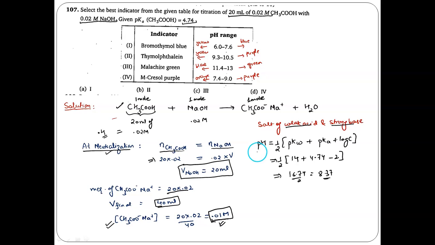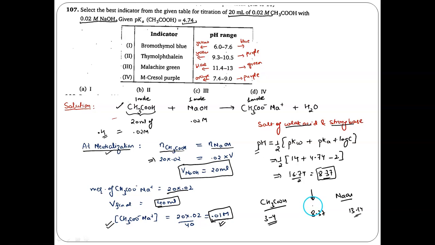Now when we say sodium acetate, it's a salt of a weak acid and a strong base. So the formula for pH over here will be 1/2 (pKw + pKa + log C). Putting in the values, we get 8.37. So we can see that initially when only acetic acid was there, we were somewhere in the range of 3 to 4 pH. The end point is achieved at 8.37, and thereafter NaOH was added. If it was added in excess, it would be in the range of 13 to 14 pH.